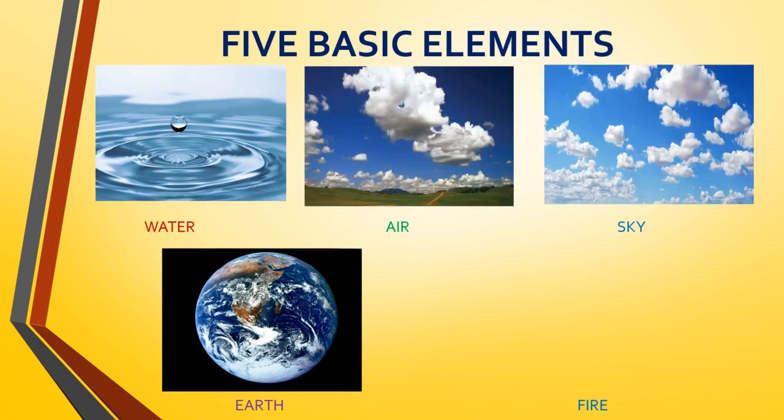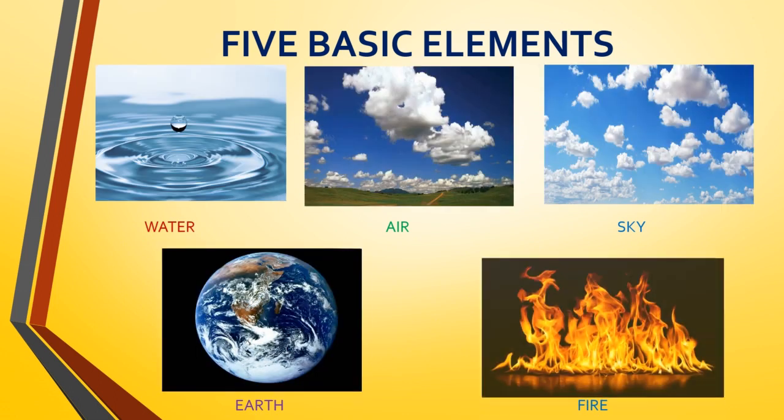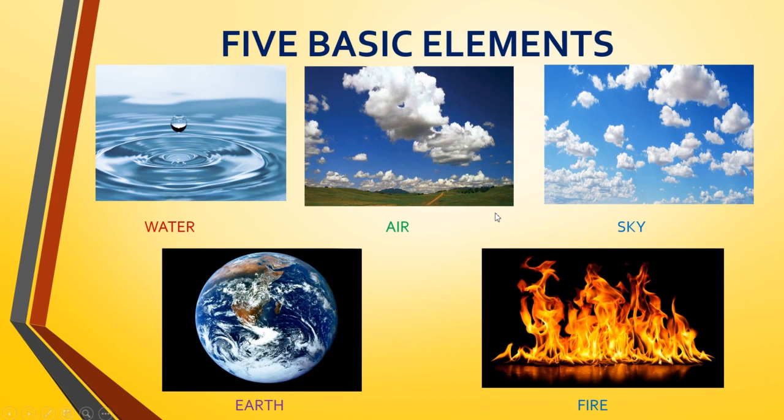So we have the five basic elements: water, air, sky, earth and fire. Earlier, different scientists and philosophers used to say that matter is made up of these five basic elements. So these are the elements, and matter is a substance made of particles. Let's move to the next slide.